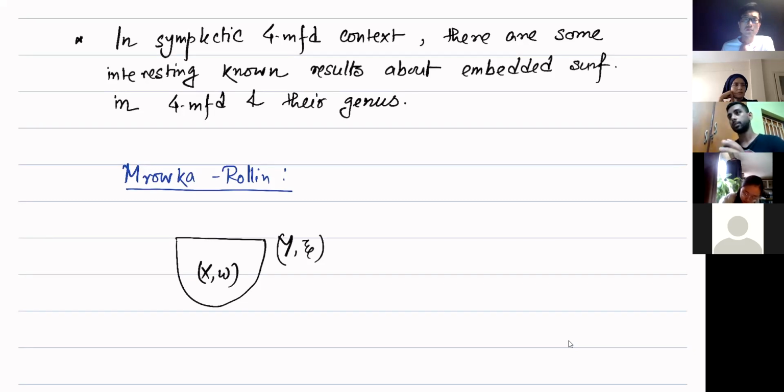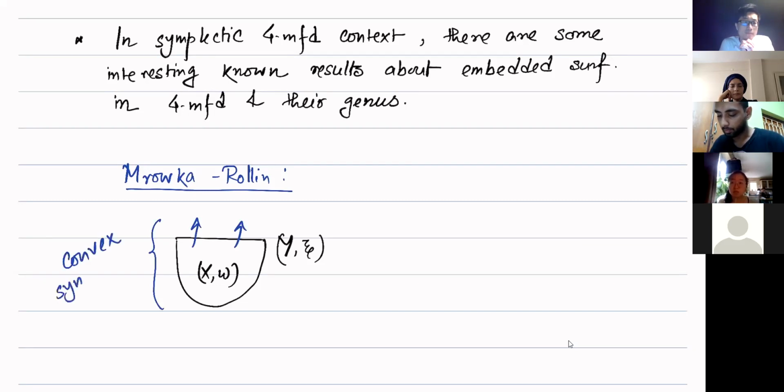We usually first of all see the flow of the Liouville vector field. So the flow of the Liouville vector field in most of the nice cases is either flowing normally outwards or normally inward. So if the Liouville vector field is flowing normally outward, then this situation is usually called a convex symplectic four manifold.